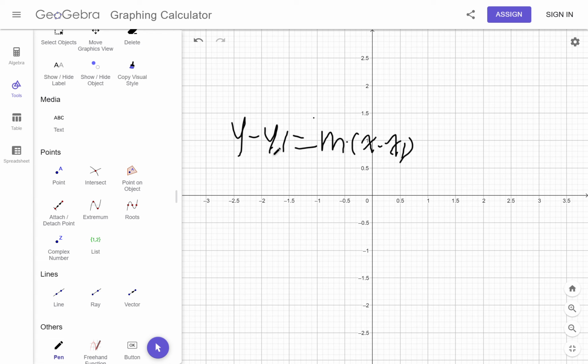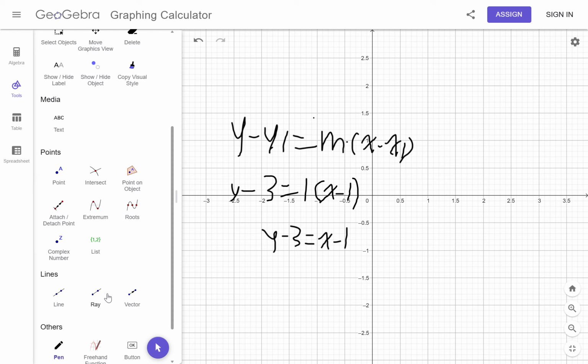So let's say the y value of a point on the line is 3. So y minus 3 equals the slope, let's say the slope is 1, times x minus, let's say the x value is also 1. Now, let's expand this. Y minus 3 equals x minus 1. You can expand this further to go into standard form, which I'll talk about later, but since we're talking about point slope form, we do not need to do this.